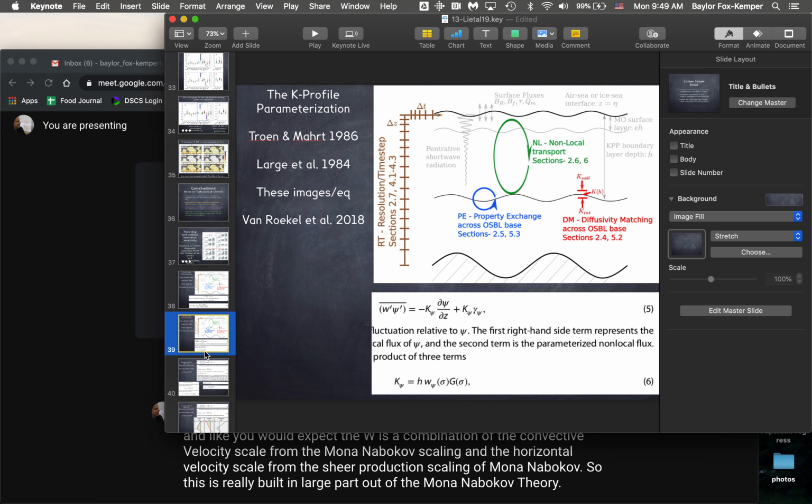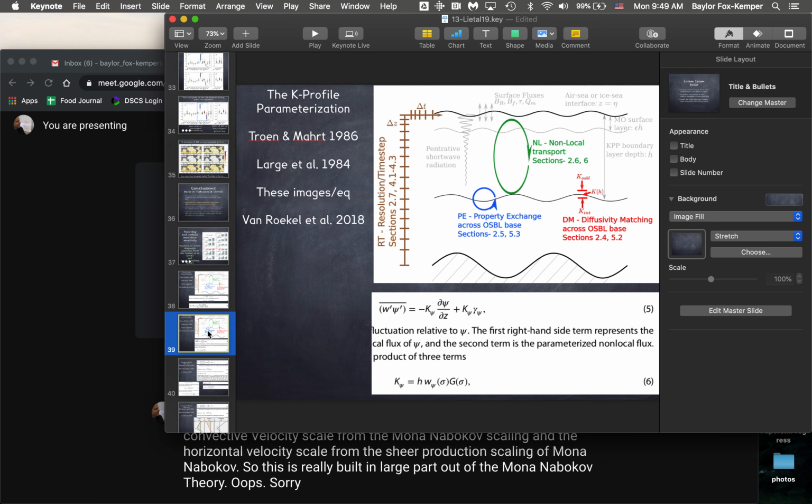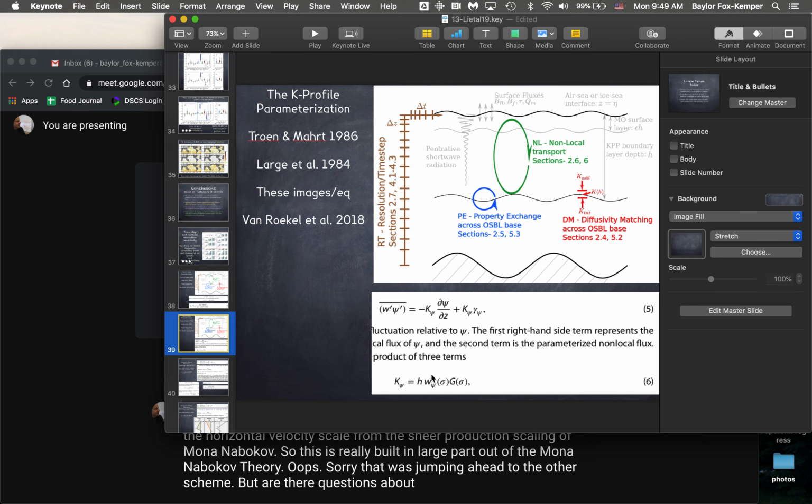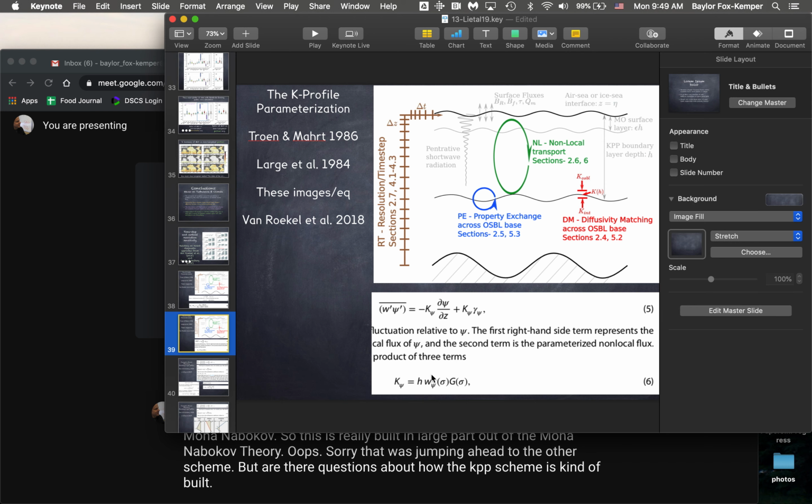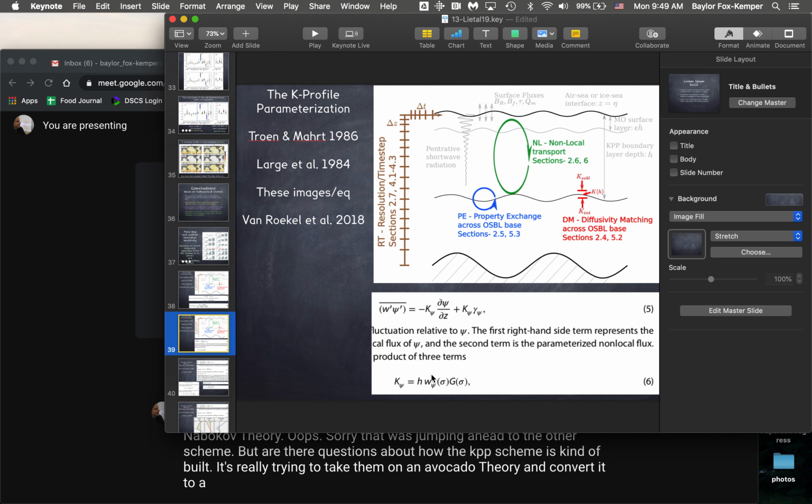Oops, sorry. That was jumping ahead to the other scheme. But are there questions about how the KPP scheme is kind of built? It's really trying to take the Monin-Obukhov theory and convert it to a useful parameterization. So you're just specifying those shape functions.